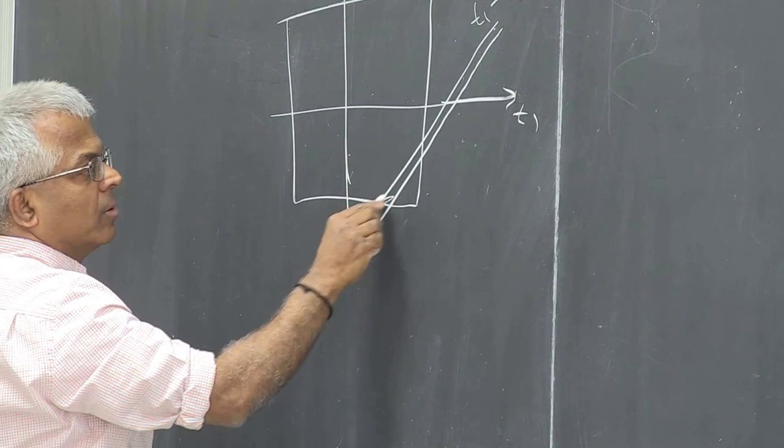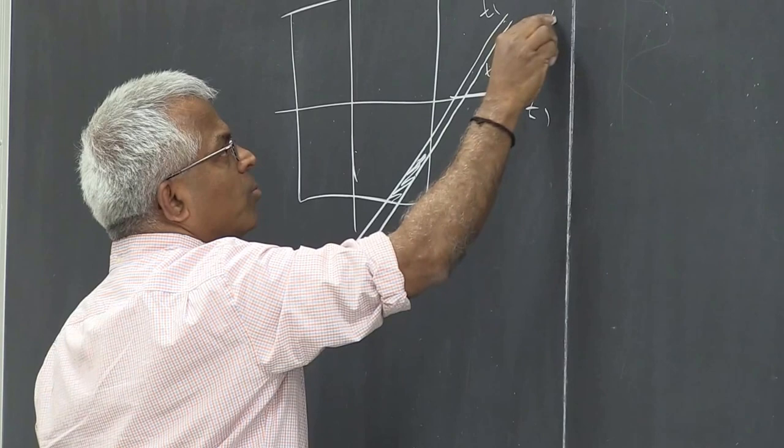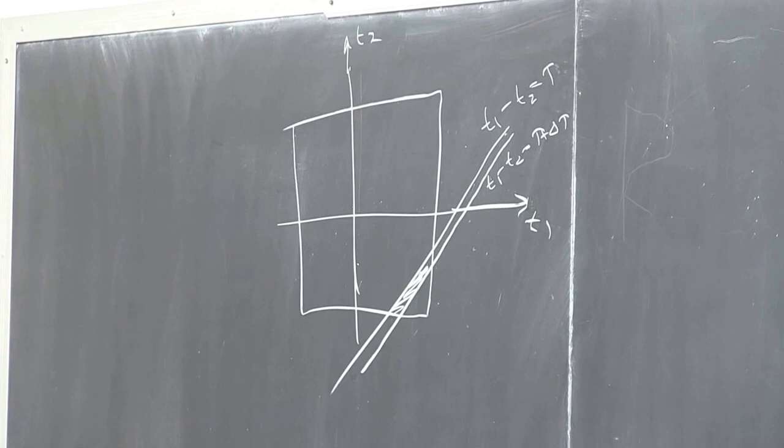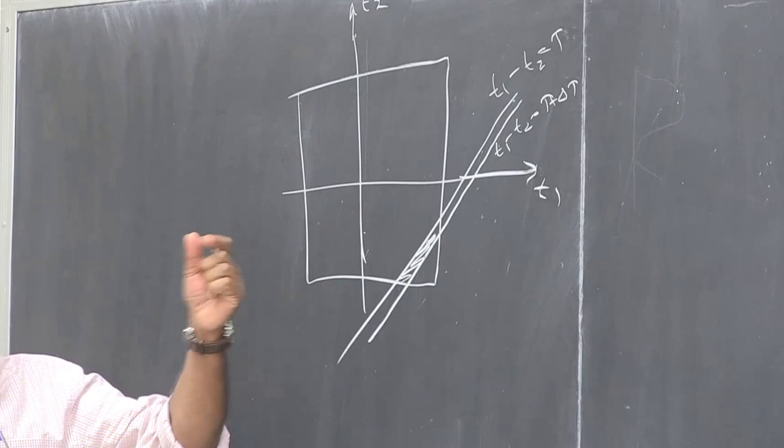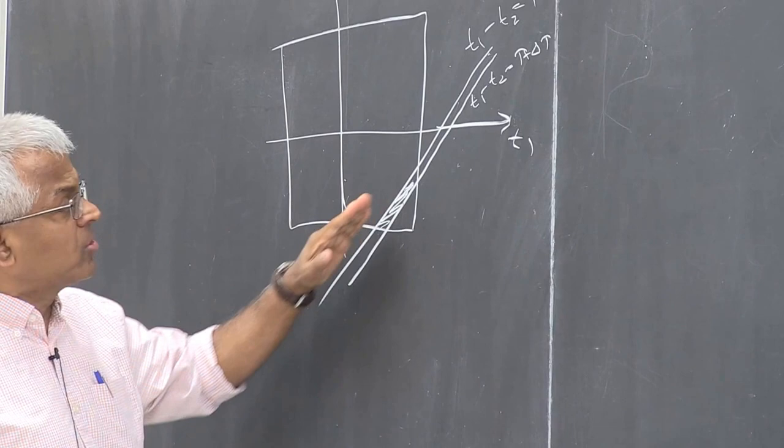So this is T1 minus T2 equal to, let's say, tau plus delta tau. So when T1 and T2 change by a small amount, tau changes only by delta tau. But T1 minus T2 along this will stay the same, right? T1 minus T2 is tau.